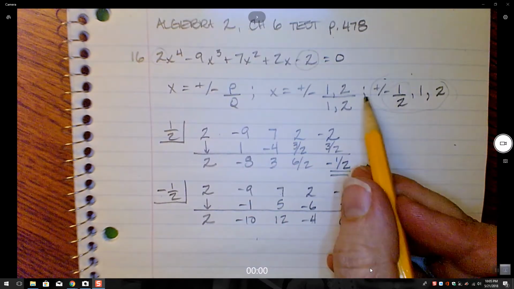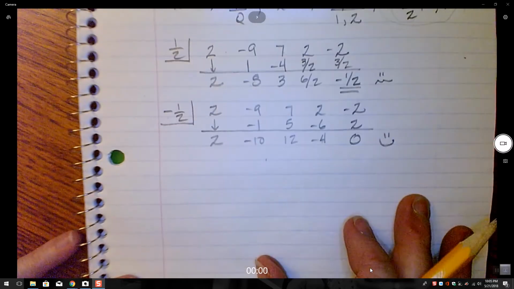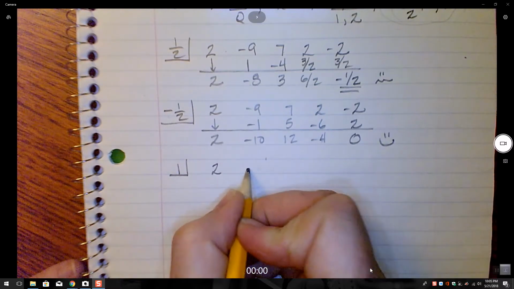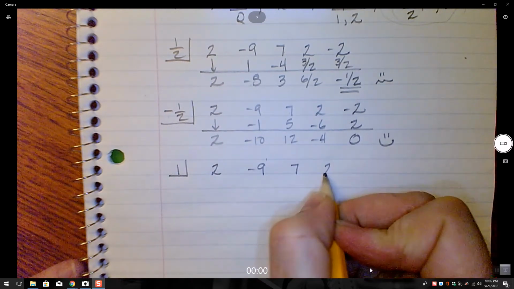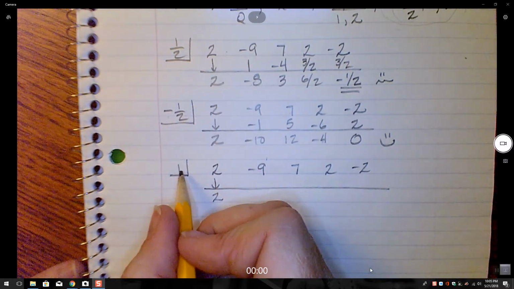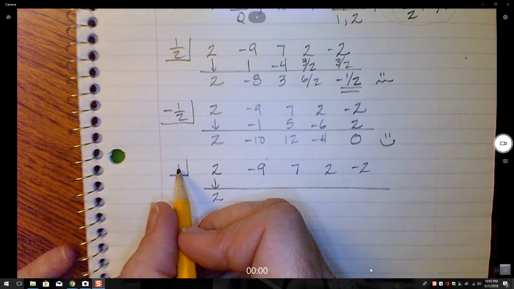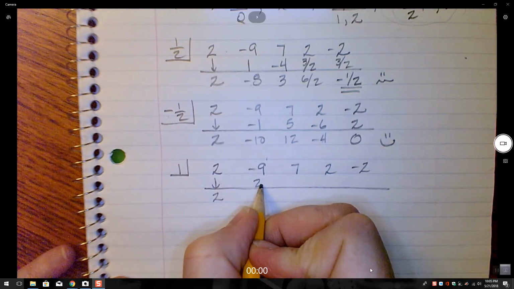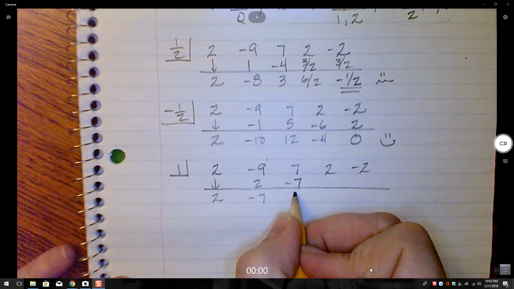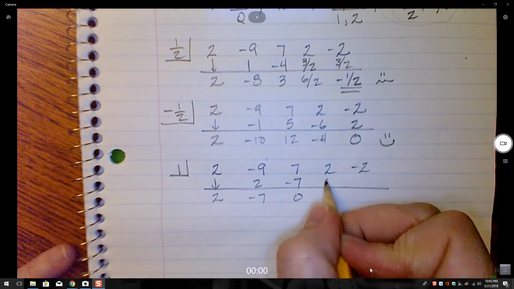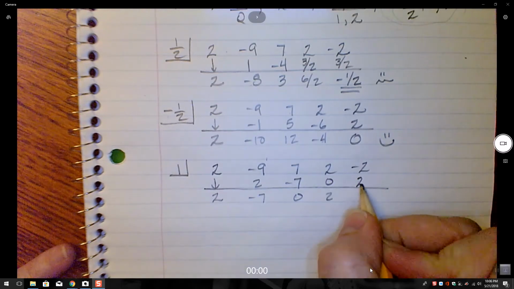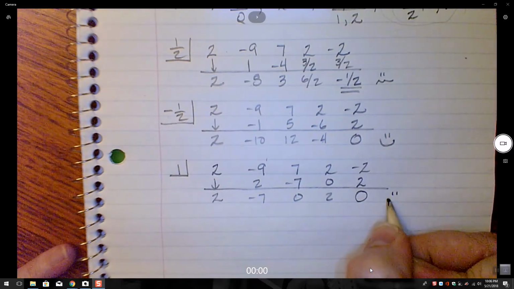Let's try 1. Am I going off the bottom of the page? I'm starting to. Okay, so we have our coefficients of 2, negative 9, 7, 2, negative 2. Bring down the 2. 2 times 1 is 2. Negative 9 plus 2 is negative 7. 1 times negative 7 is negative 7. We have a 0 here. We have a 2 here. 1 times 2 is 2. Look at that. We have another one.